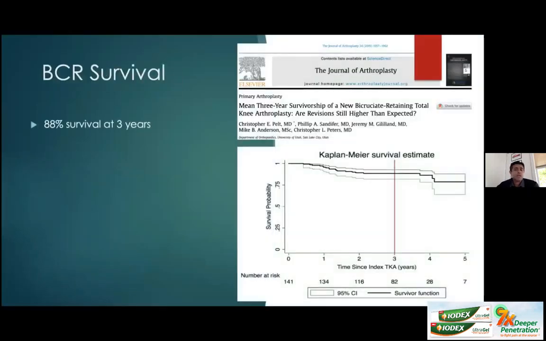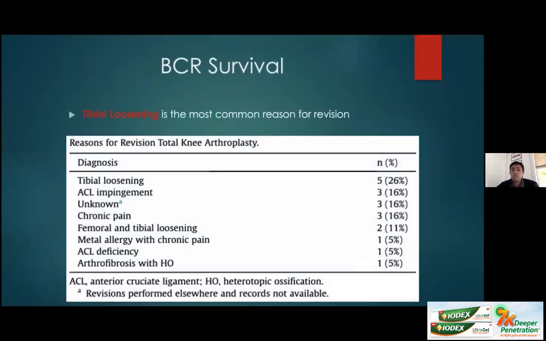However, some studies are more humbling with an 88% survival, so almost a 12% failure rate at 3 years. And that's a pretty high failure rate with a newer implant design. Tibial loosening seemed to be the most common issue for revision in some of these bicruciate retaining designs. So again, making sense because it's technically a more demanding procedure for those patients.